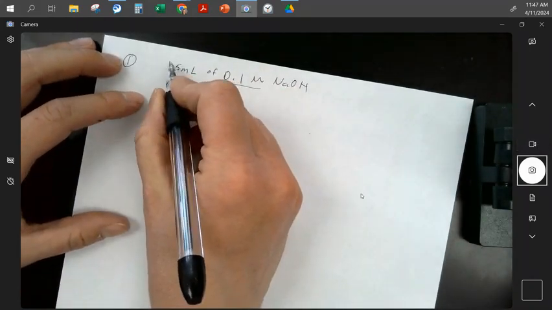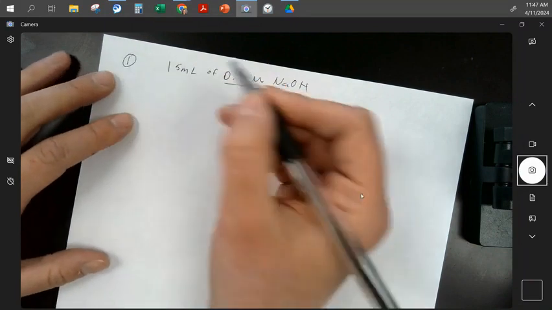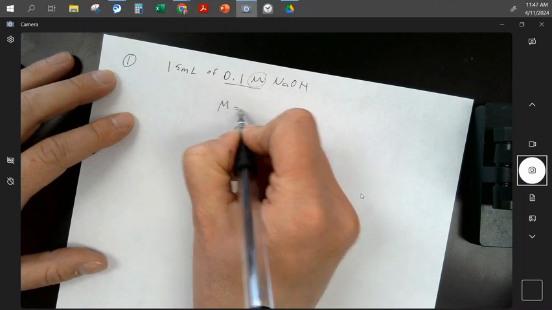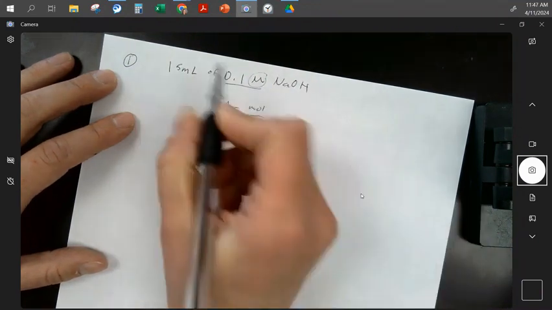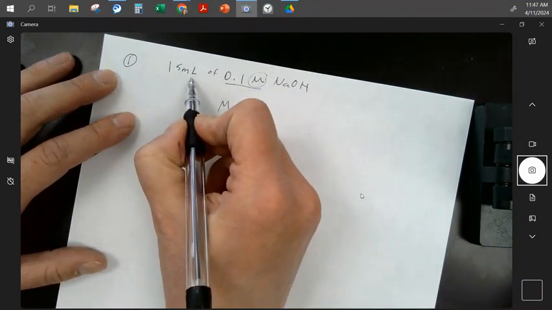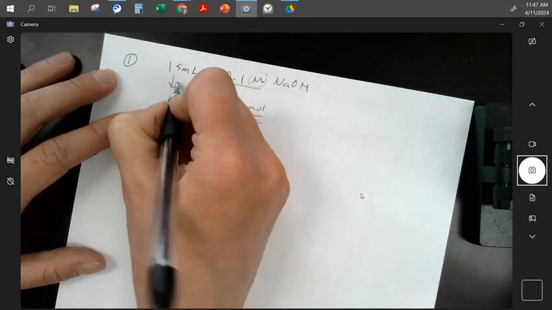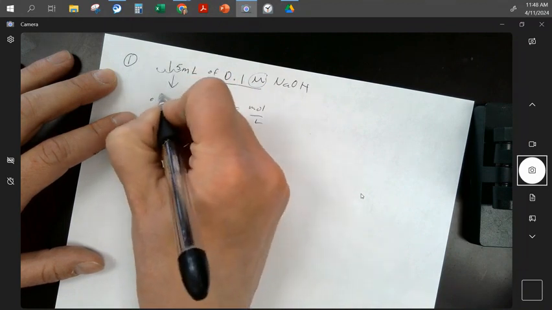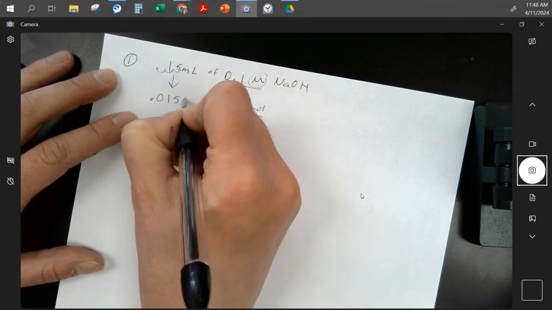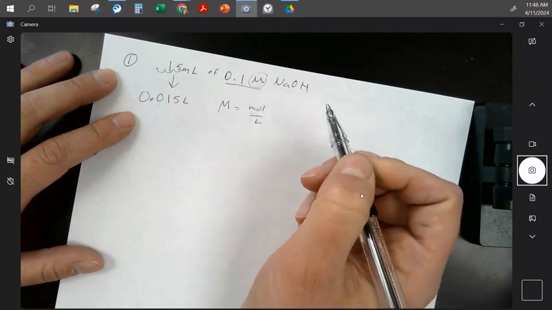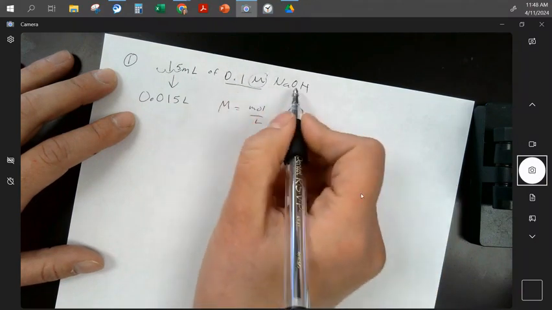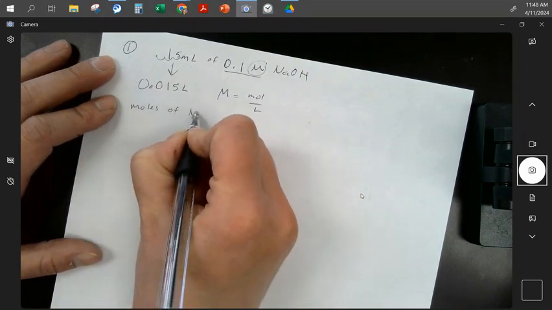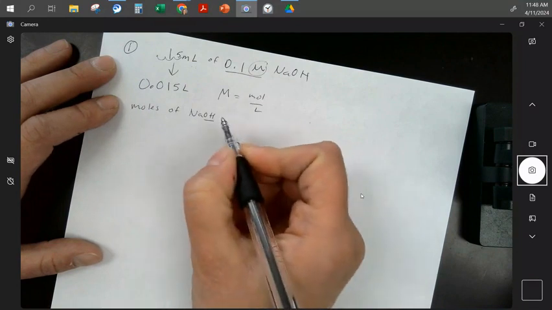Okay, so remember, molarity is moles per liter. So we need this to be in liters so that the units match. To get liters, we're going to move the decimal 1, 2, 3, so 0.015 liters of this concentration. So we're finding moles of NaOH, basically OH.